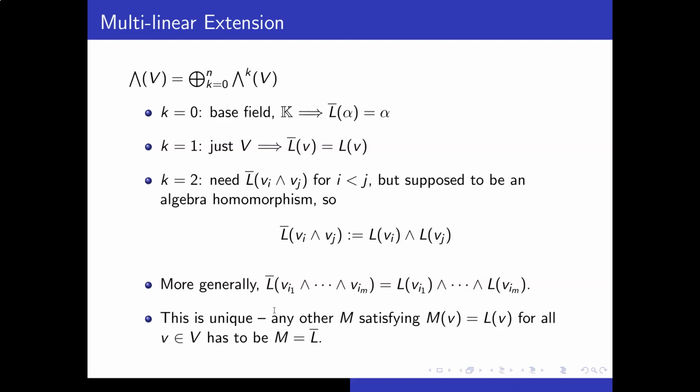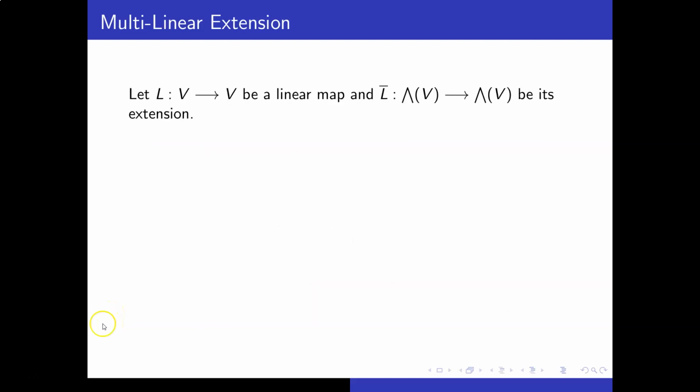But then again, why would you do this? All right, so let's see that. We're going to take L, some linear map, and we're going to take its extension. Now, I'm going to concentrate particularly on what L bar has to do on the n-fold exterior power. And you'll see why. Trust me.